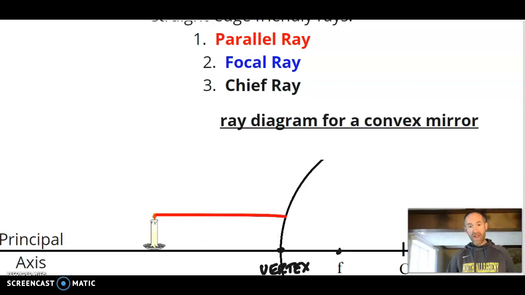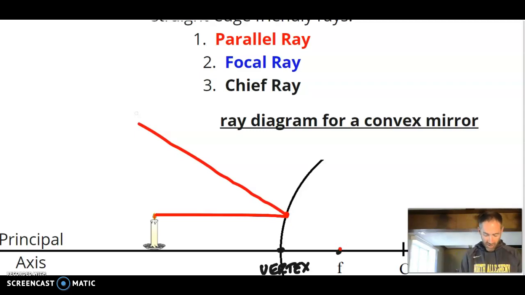Now, the way that reflects is it reflects listening to the law of reflection, of course, but I don't need to measure any angles. If I reflect it as if it has just come out of the focal point. So I am lining up with my straight edge right now this point where the parallel ray hit the mirror and the focal point. You don't see my straight edge along here, but this is how I've drawn it.